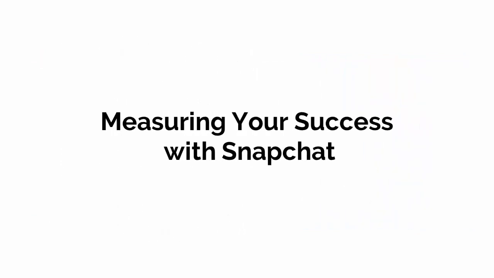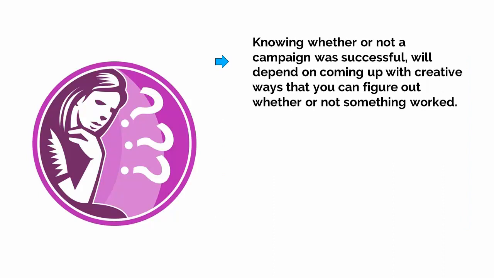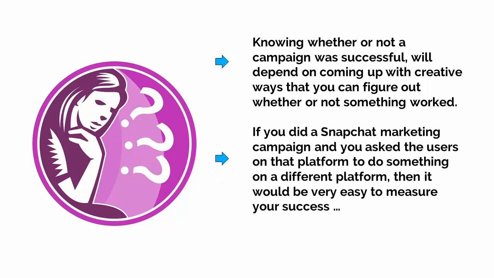So, how do you measure your success with Snapchat? Knowing whether or not a campaign was successful will depend on coming up with creative ways that you can figure out whether or not something worked. For example, if you did a Snapchat marketing campaign and you asked the users on that platform to do something on a different platform, then it would be very easy to measure your success, or at least the numbers. However, there's more to success than just the numbers, and we'll go into that here.